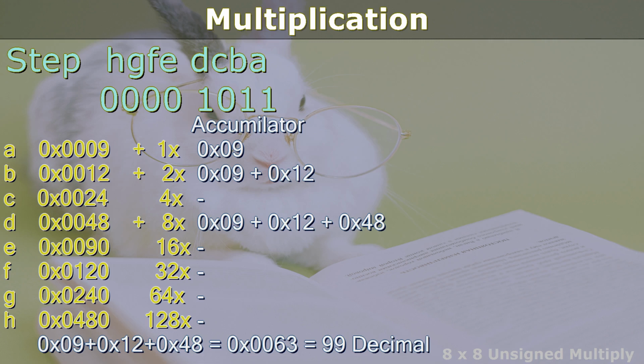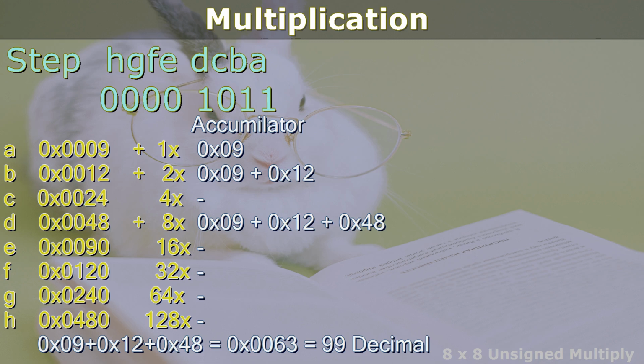Step 1, we take our number 9 and we see, is there a bit in the A position? And there is. So we add 9 to the accumulator, we double the 9, we shift it to the left, and it becomes 12 hex. 12 hex, remember, is 16 plus 2, or 18. And there's also a 1 in that B position, so we add 12 to the accumulator. And now the accumulator has the sum of 9 plus 12.